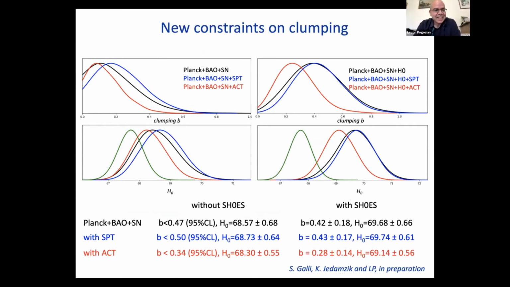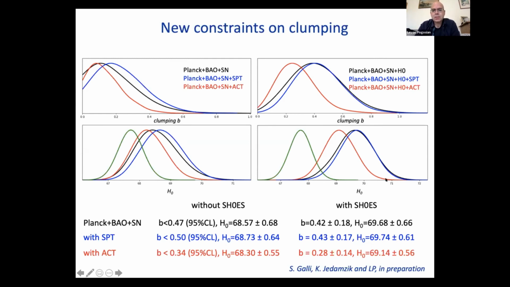Okay, so you see that there is a stark difference between the impact that addition of SPT has on the constraints on ACT. So SPT actually prefers more clumping. Without SH0ES, you get this bump in the blue line in clumping, and correspondingly H0 is shifted to a higher value, while ACT is distinctly disliking clumping. So there is a clear shift to the left.